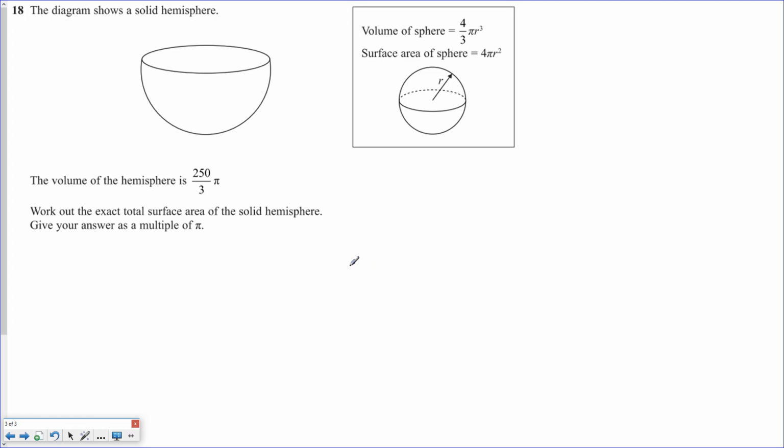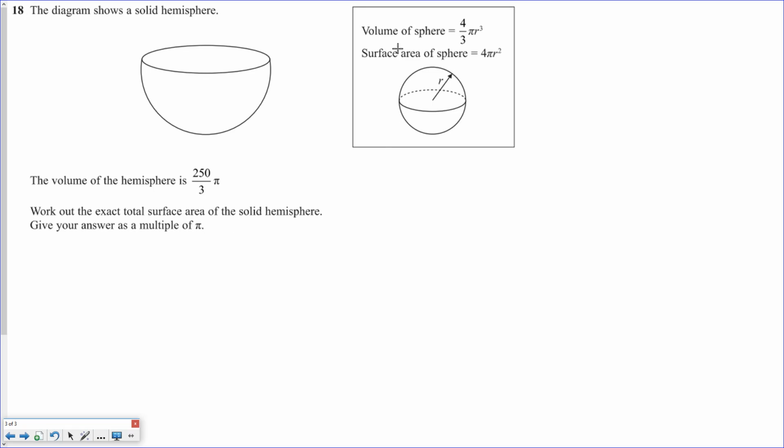Today we are going to work through a question from Edexcel Specimen Paper 1. Question 18, the diagram shows a solid hemisphere. The volume of the hemisphere is 250 pi over 3. Work out the exact total surface area of the solid hemisphere. Give your answer as a multiple of pi.